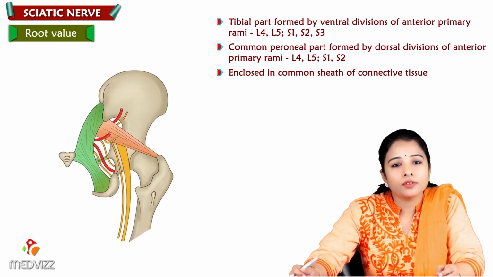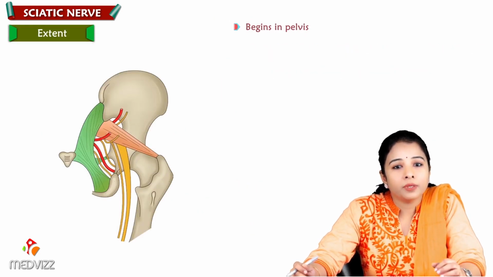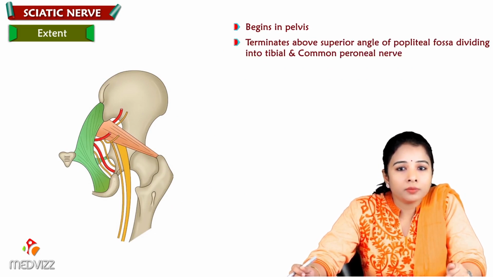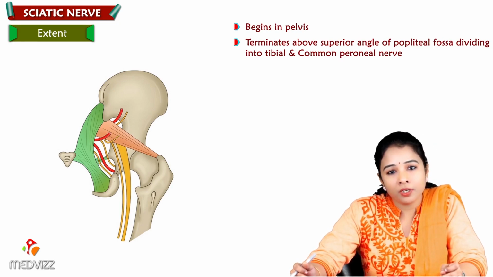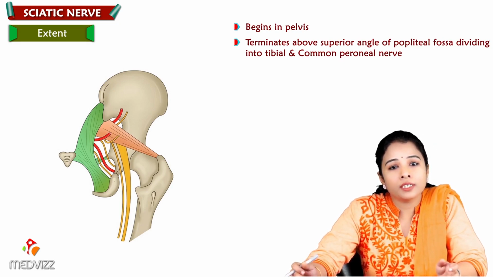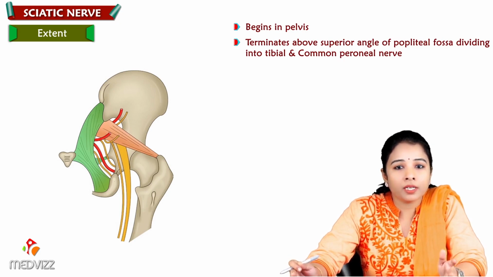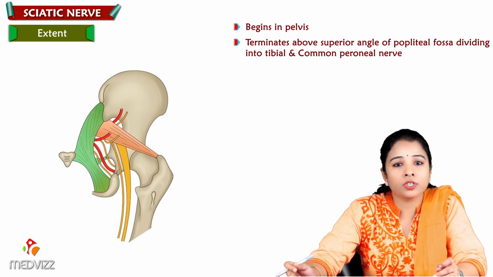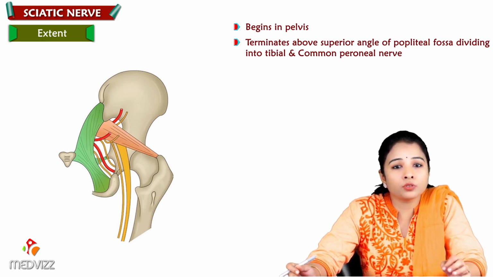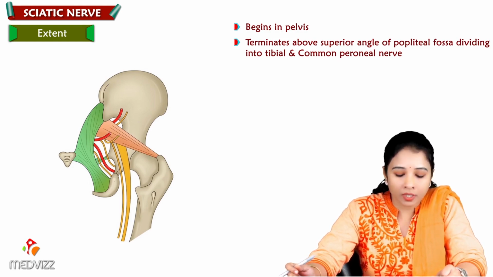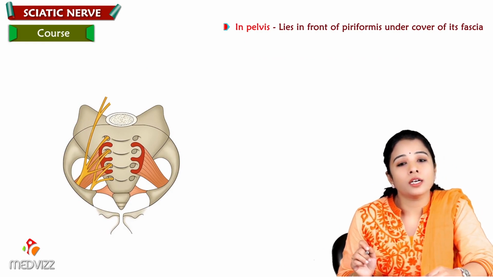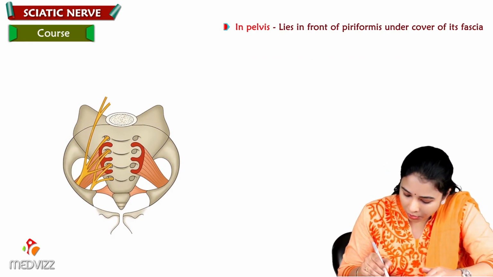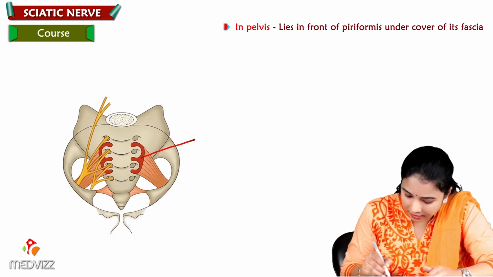If we see the extent of the sciatic nerve, it begins in the pelvis and terminates above the popliteal fossa, that is above the superior angle of the popliteal fossa, where it divides into the tibial and common peroneal nerves. The sciatic nerve lies in front of the piriformis under the cover of its fascia. What you are seeing here is like the letter E.